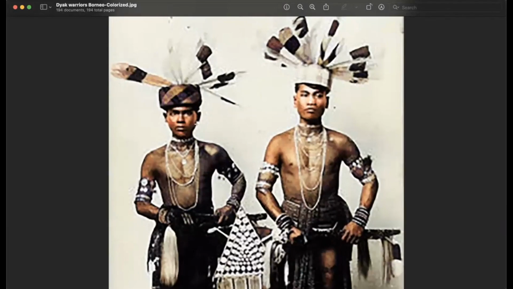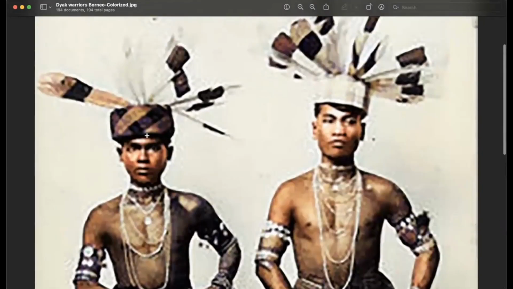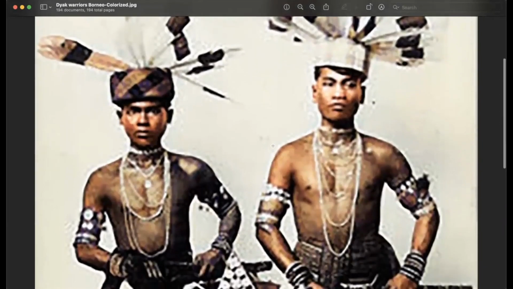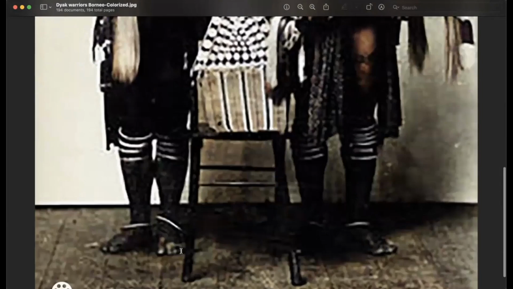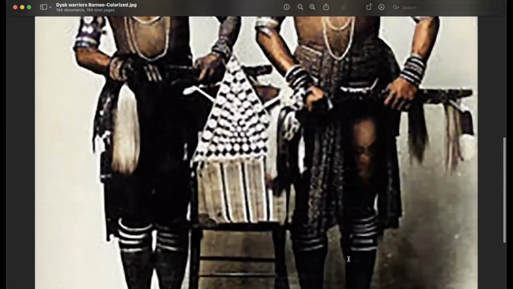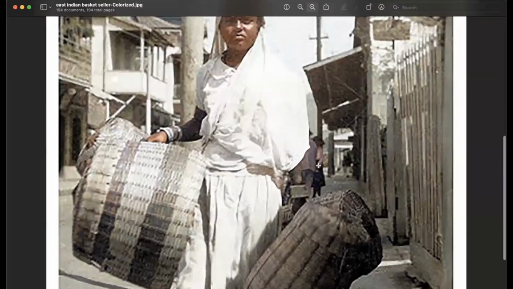Remember we saw some earlier with the turban on and the feathers looking like the Seminole hats, remember? These are from Borneo, again, Dayak warriors. You guys can see Dayak warriors, Borneo. And right here we have an East Indian basket seller. She is in America, South America, I believe, or Trinidad, somewhere there.